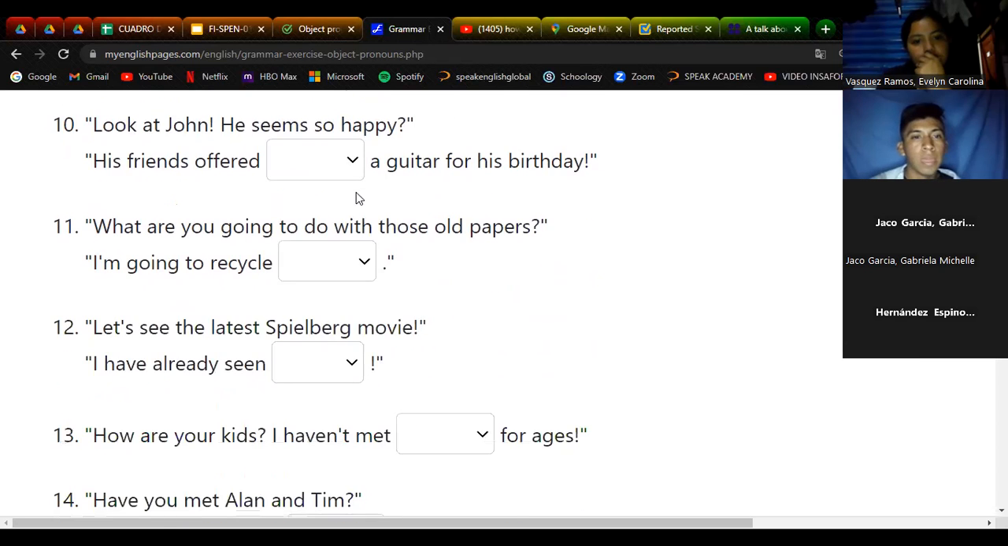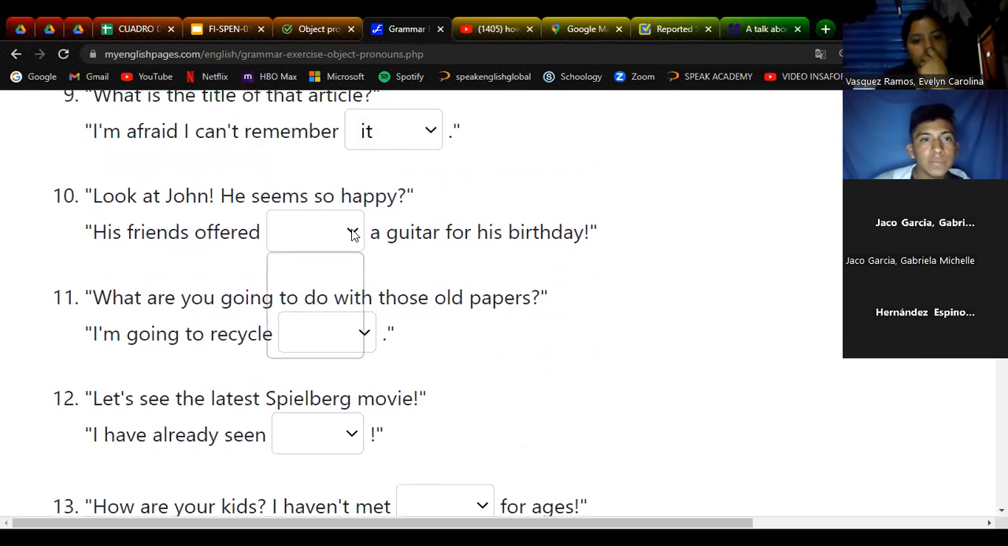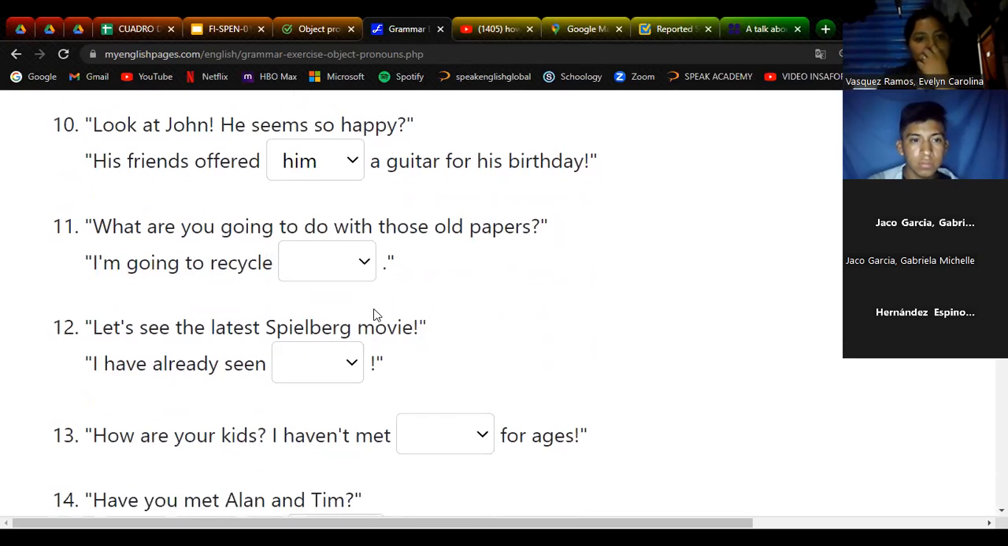Look at John. He seems so happy. His friend offered him a dinner for birthday. Excellent. Very good. Thank you, René. Number 11 is for Einar. Let's go, Einar.